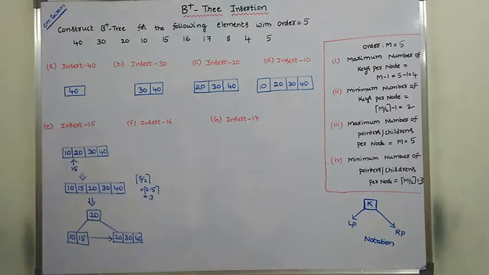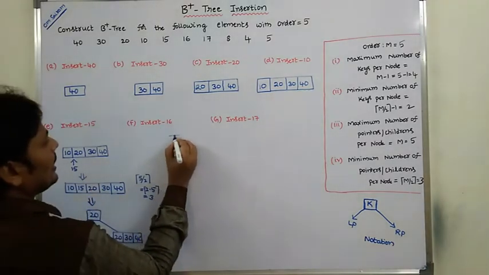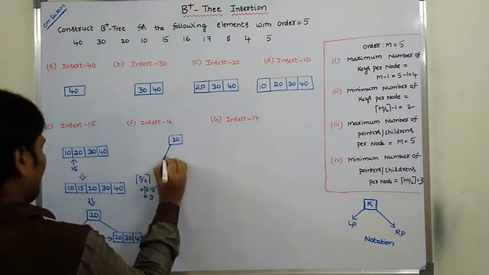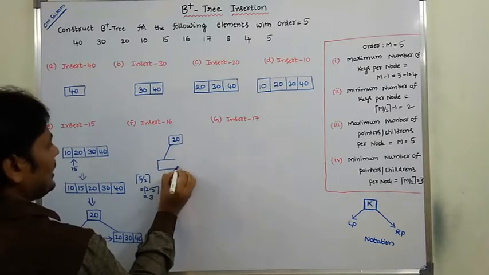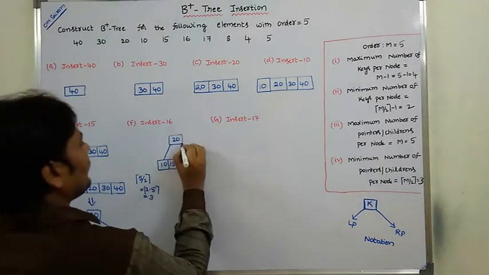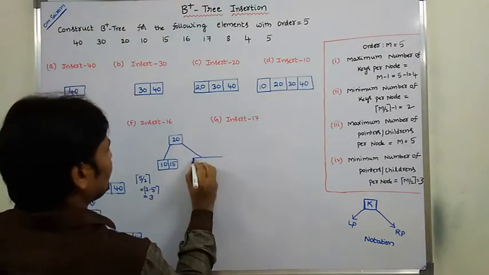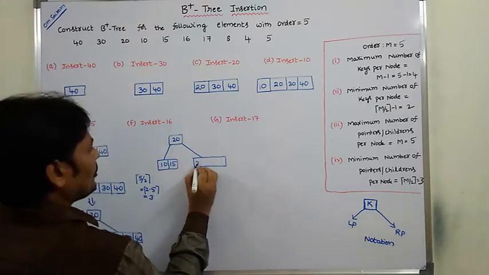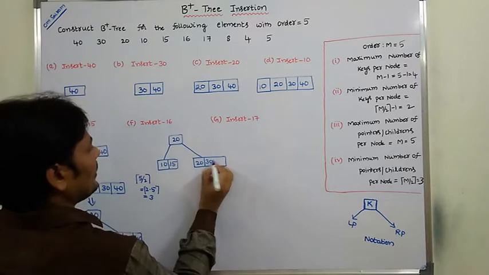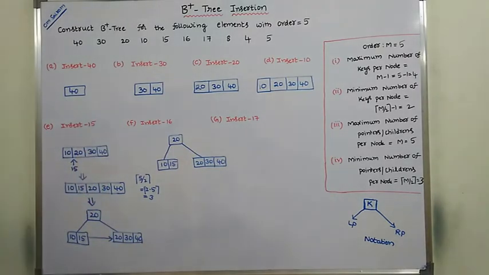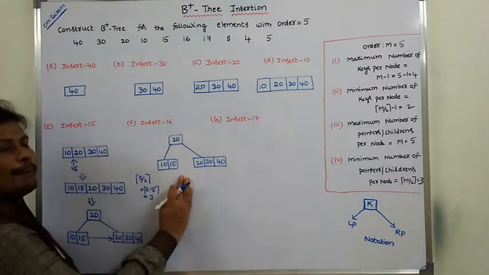Next we are inserting 16. Before inserting 16, the existing B plus tree is 20, with 20's left child 10 and 15, and 20's right child 20, 30 and 40. Now we insert 16 into this existing B plus tree.